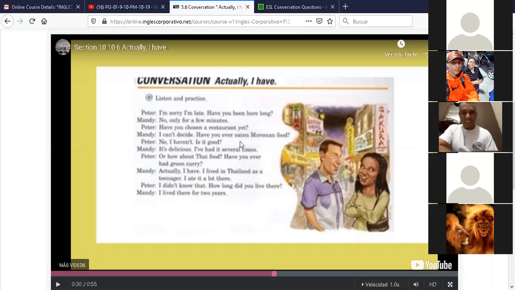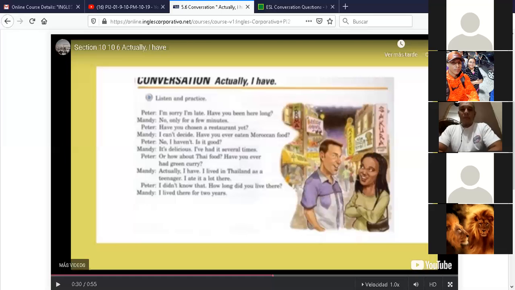Have you chosen a restaurant yet? ¿Ya elegiste restaurante? Okay, very good. Ahí vamos. Y esto es una muy, muy buena oportunidad para mencionar lo siguiente. Siempre que ocupemos el present perfect, vamos a ocupar el verbo en el tercero de la lista. Por ejemplo, no es elegiste, elegido. No es comido. No es bailar, es bailado.